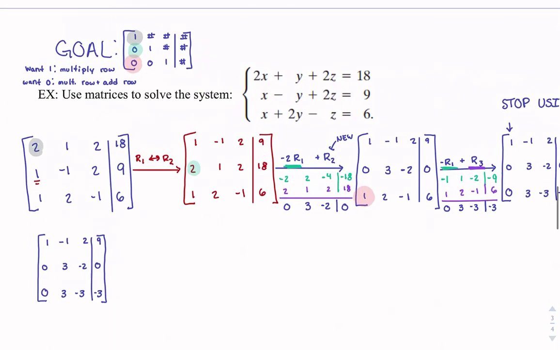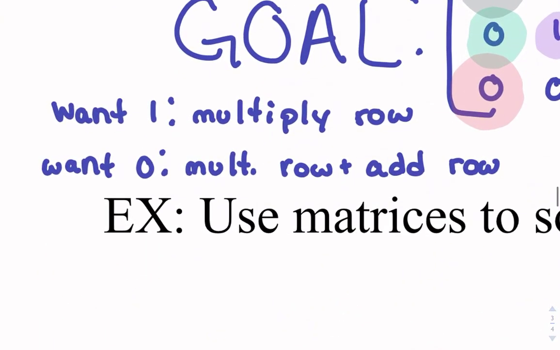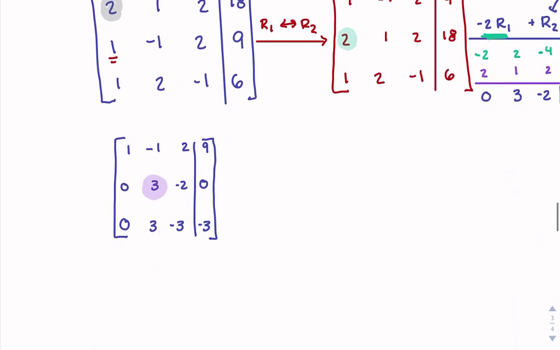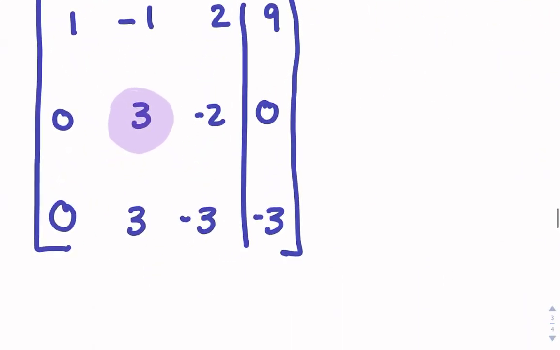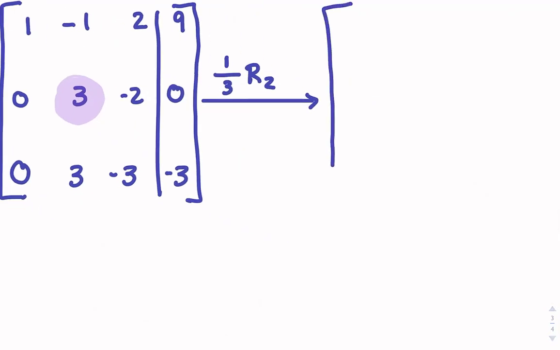My next goal is to get a 1 here, a 1 here. So when I want a 1, now I multiply the row. Usually you just take whatever is there and put 1 above it. So here, if I want 3 to turn into 1, I just put 3 on the bottom and 1 on the top. That is it. Row 2.